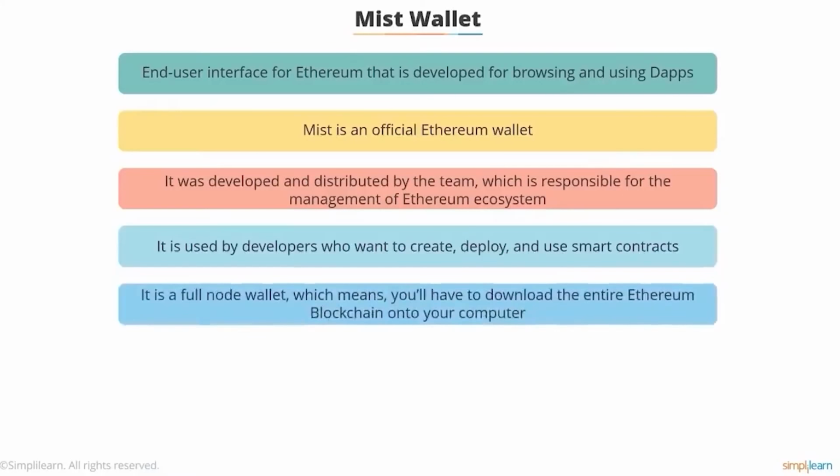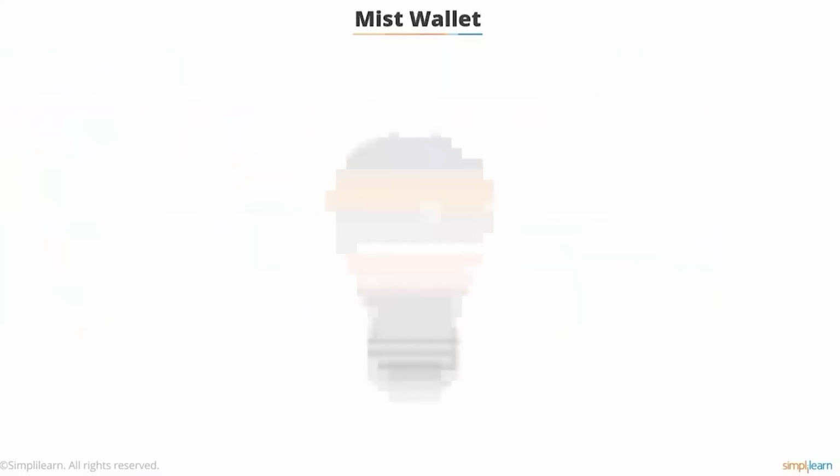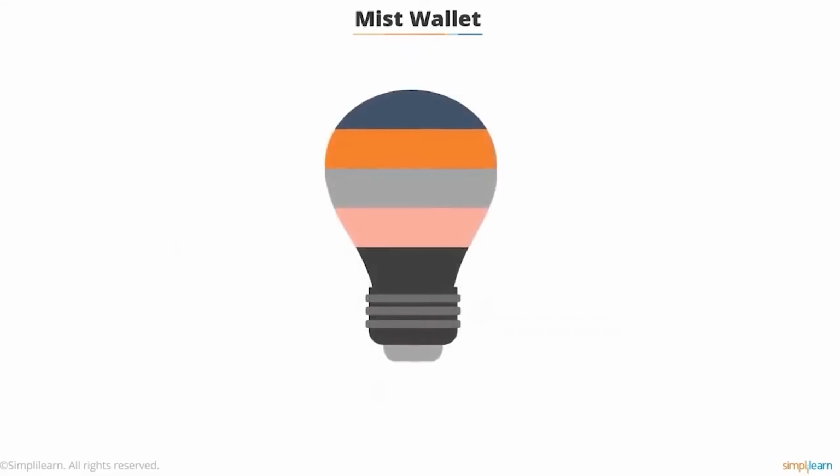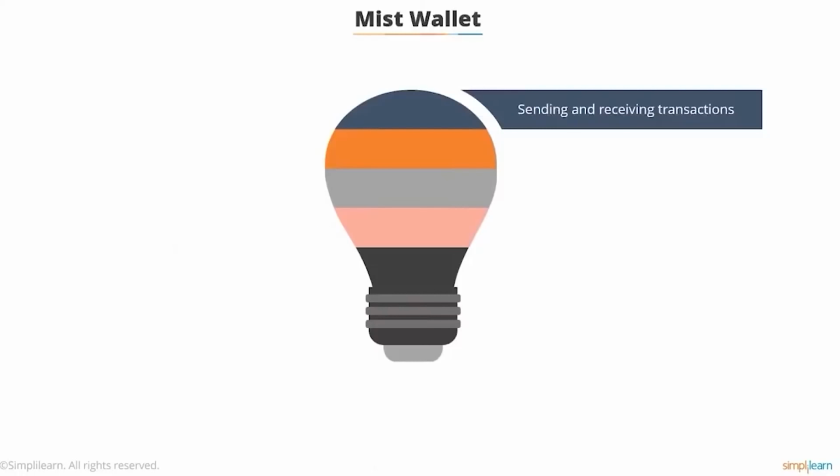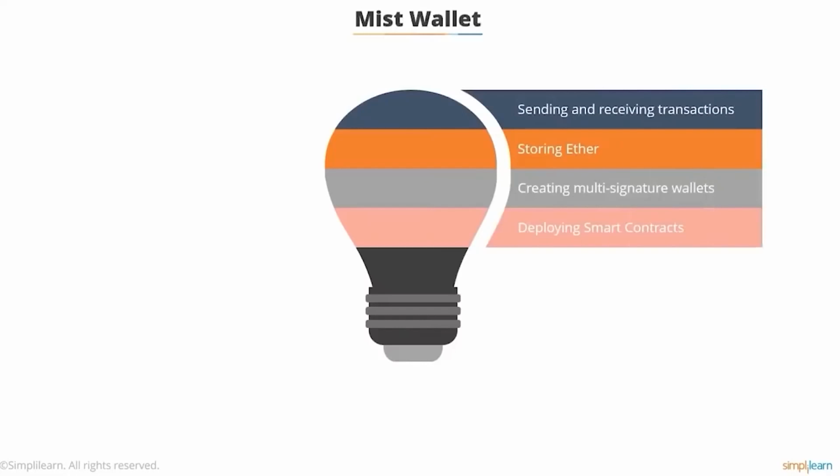It is a full node wallet, which means you'll have to download the entire Ethereum blockchain onto your computer. Some of the applications of Mist Wallet are as follows. First, sending and receiving transactions. Second, storing Ether. Third, creating multi-signature wallets. And fourth, deploying smart contracts.